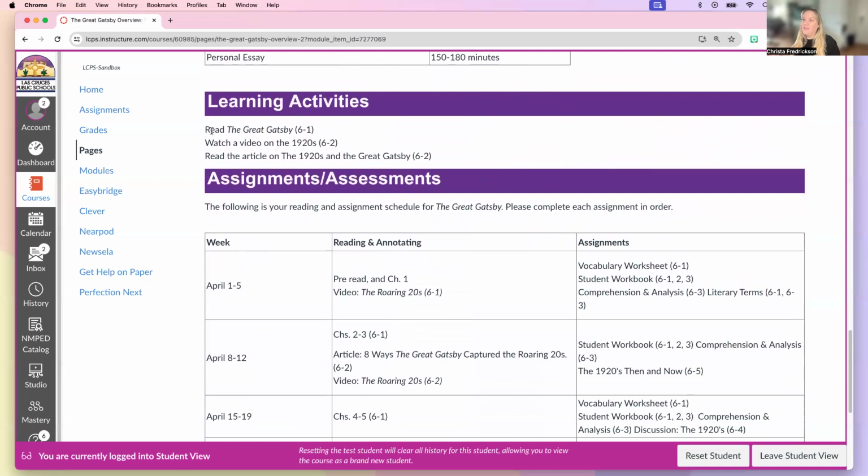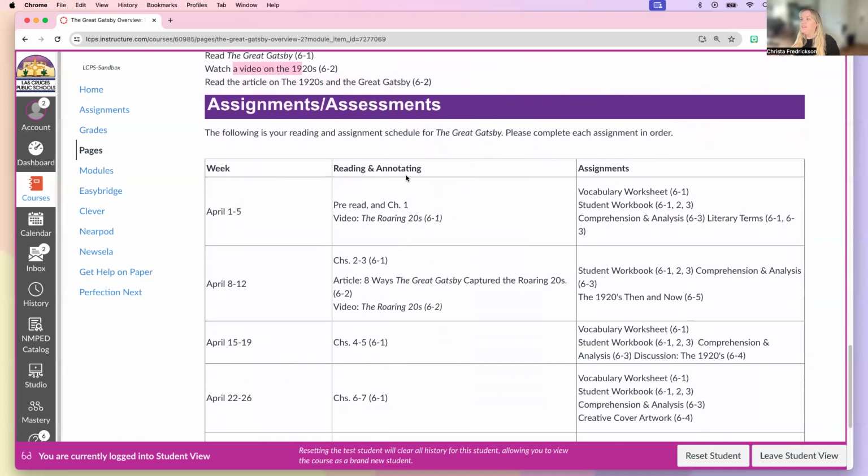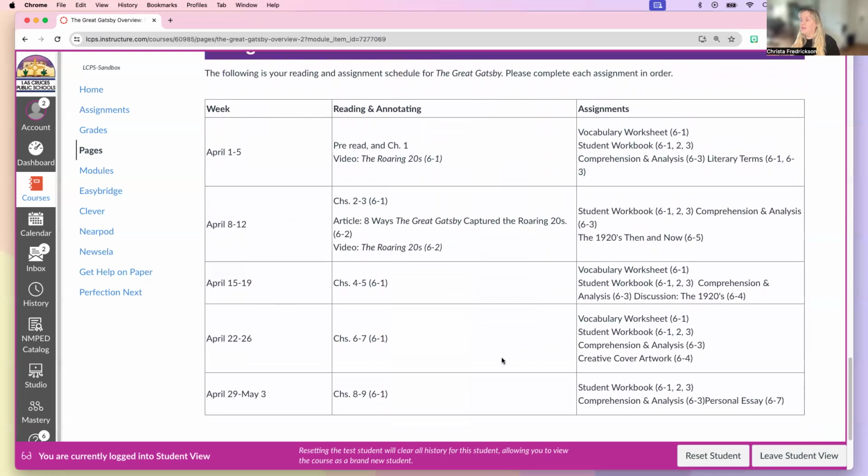The reading activities that we're going to do are reading The Great Gatsby, reading an article on the 1920s, and then we're also going to watch a video on the 1920s. And then this is a schedule of your assignments for the next few weeks. So you can begin as early as today and you can work through here.